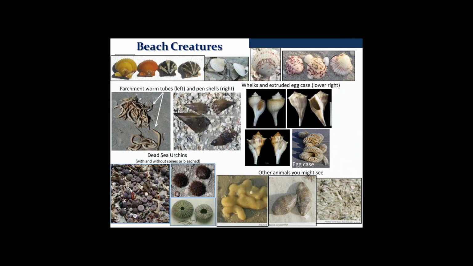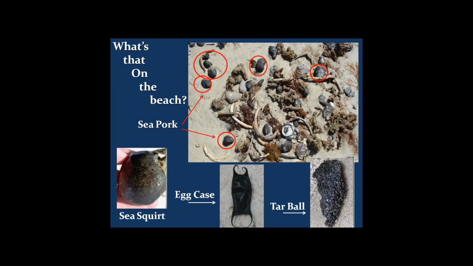We also, after cold fronts, will see a lot of sea urchins and other organisms, like you see the colonial tunicates on the bottom. They look like kind of a slimy-looking mass. We call that sea pork. But those are things that normally would be found on the sea floor offshore, but are brought up onto the beach after major wind events.